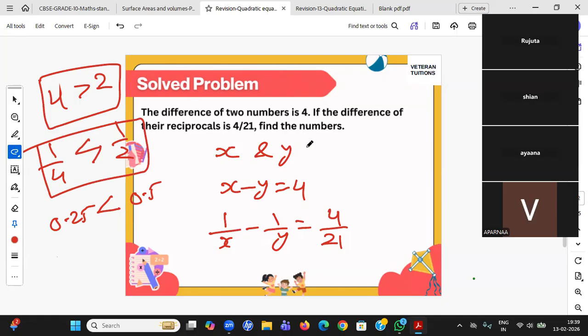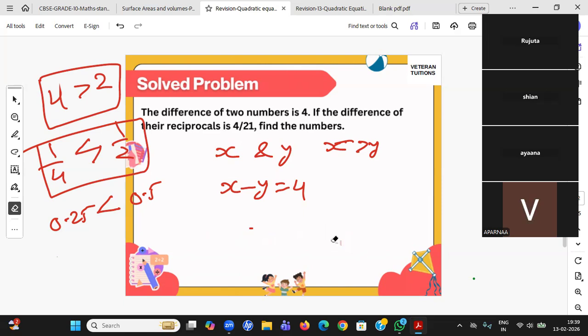So in this case, if you are taking x greater than y, the difference of two numbers is 4, x minus y equal to 4. But the difference of reciprocals, which one should we subtract? Obviously 1 by y, 1 by x will be less, beta. So you should take 1 by y minus 1 by x.